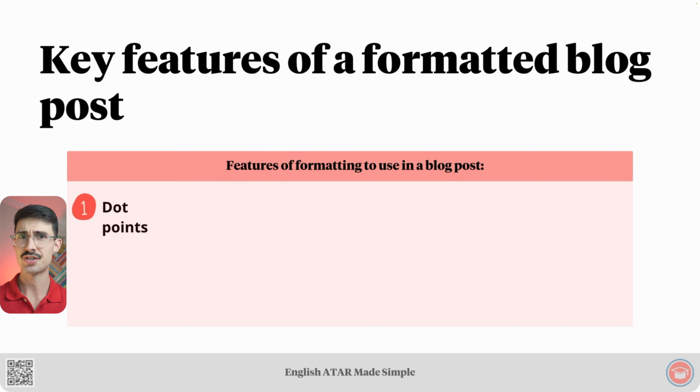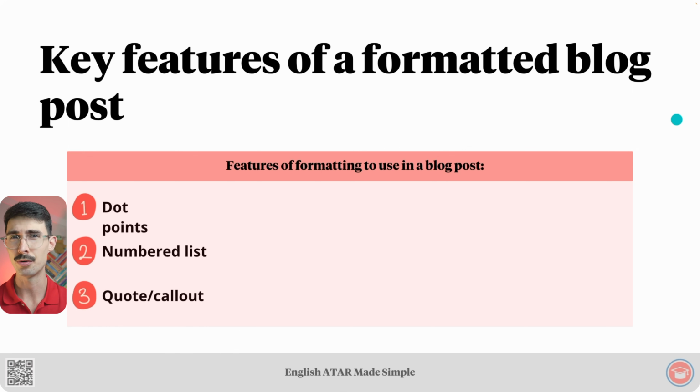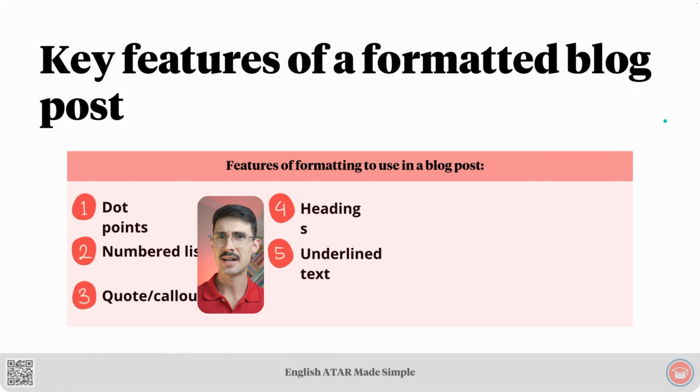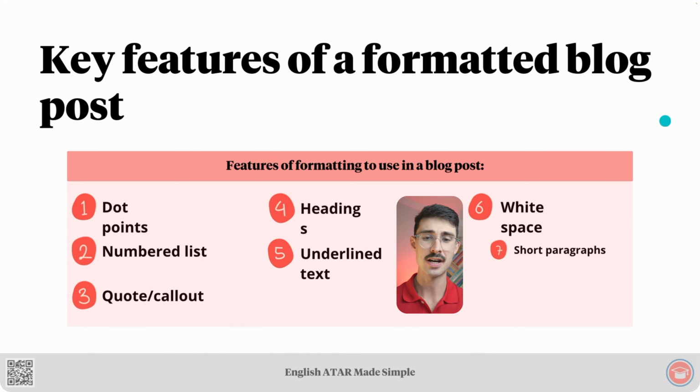First feature is dot points. Next feature, a numbered list, then a quote or a call out. We've also got headings, underlined text, white space, and finally, short paragraphs.